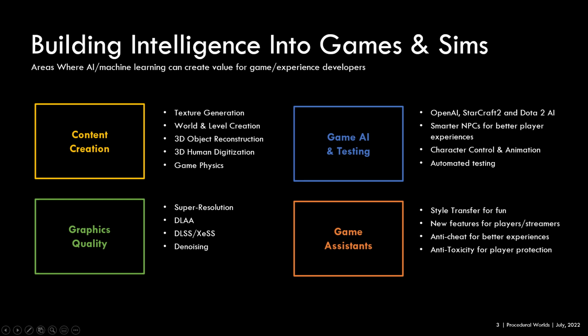In the area of game AI and testing, AI is being used to provide better experiences for players through smarter NPCs, character controls and animation, and automated testing. And finally, in the area of game assistance, AI is being used to create new experiences for players and streamers, anti-cheats and anti-toxicity. This is just a small sample of how AI can be used in games.